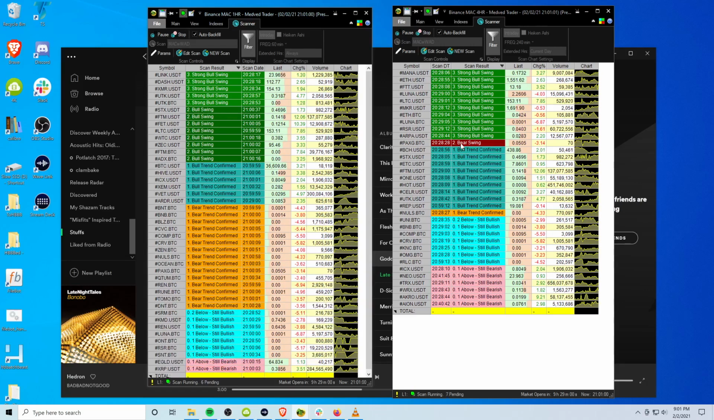Number 3, the strong bull or strong bear swing signal. That signal is a repeated bull swing or bear swing signal. Like, the conditions have replicated themselves a second time, or a third time, or a fourth time, or a fifth time. There's no limit. After you have the first bull swing or bear swing signal, if it repeats itself again, you will continually have a strong signal.